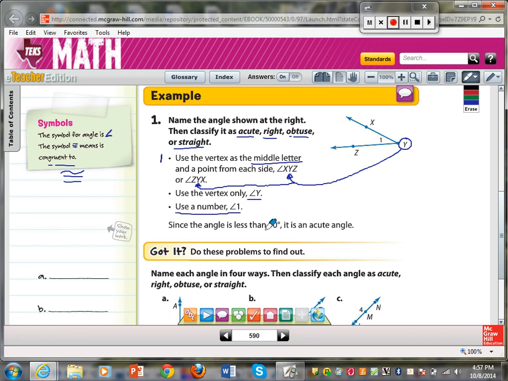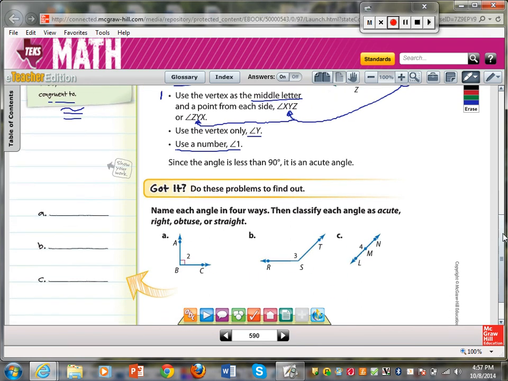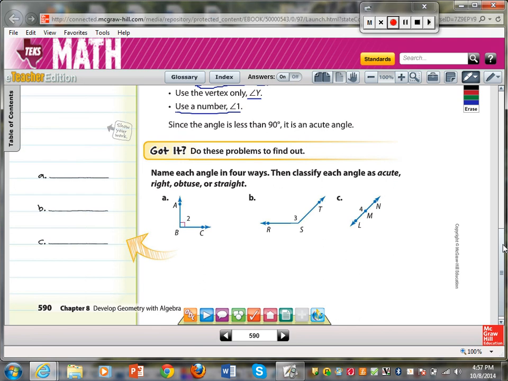Since the angle is less than 90 degrees, it is an acute angle. And you could see because a 90-degree angle would basically be this. And this is a lot less than 90 degrees. Let's move on down. Okay, so that should be enough information for you to be able to figure out the got it problems here. So this is up for you. Let's go to the next page.